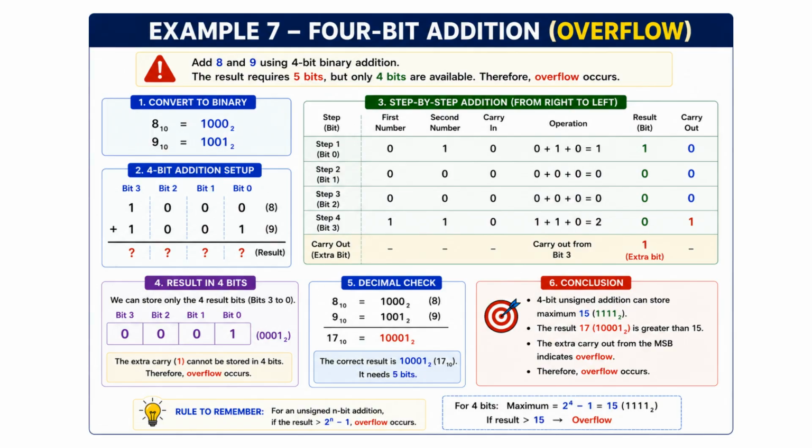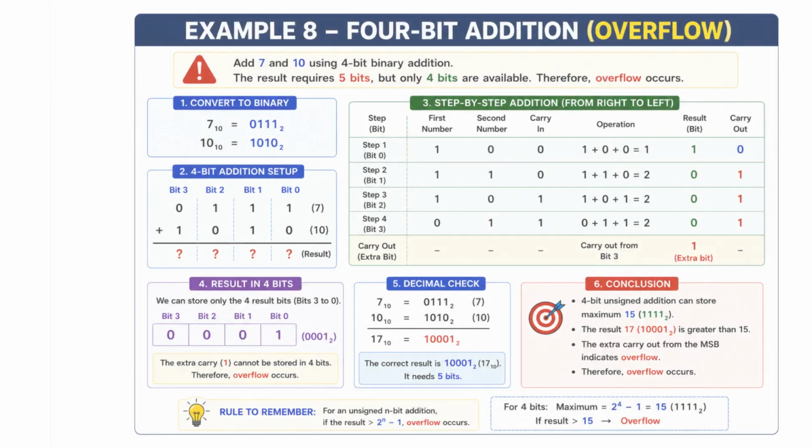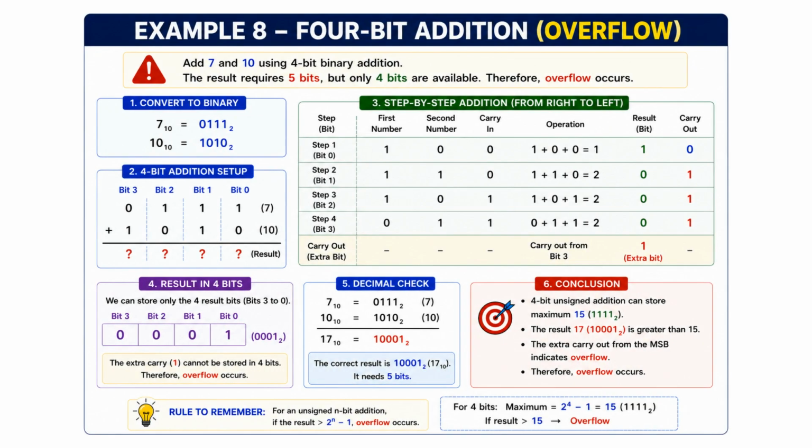Notice, the answer requires 5 bits, but our register has space for only 4 bits. Only the rightmost 4 bits can be stored. The extra one, on the left, cannot fit inside the register. This extra bit is the carryout, and it tells us that overflow has occurred. Remember, a 4-bit unsigned register can store values only up to 15. Since 17 is greater than 15, overflow occurs. Let's look at another example of overflow.